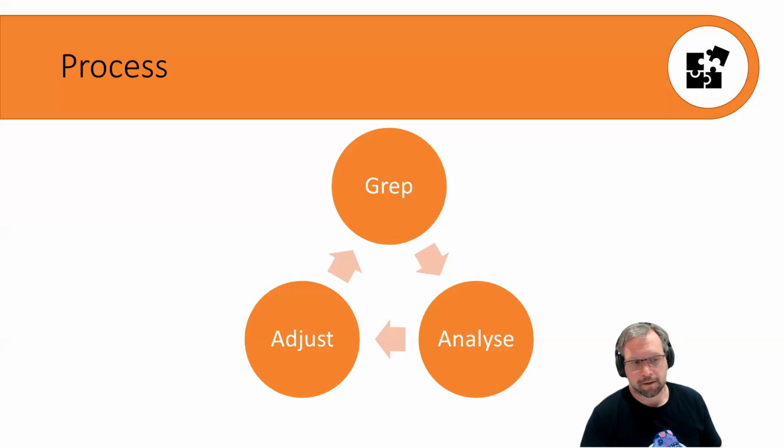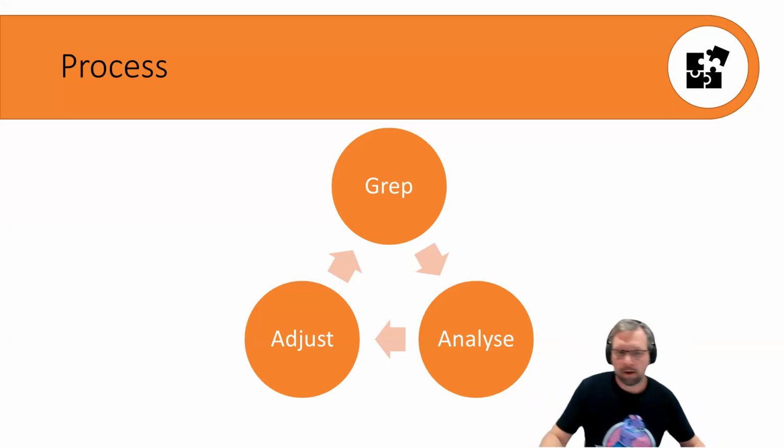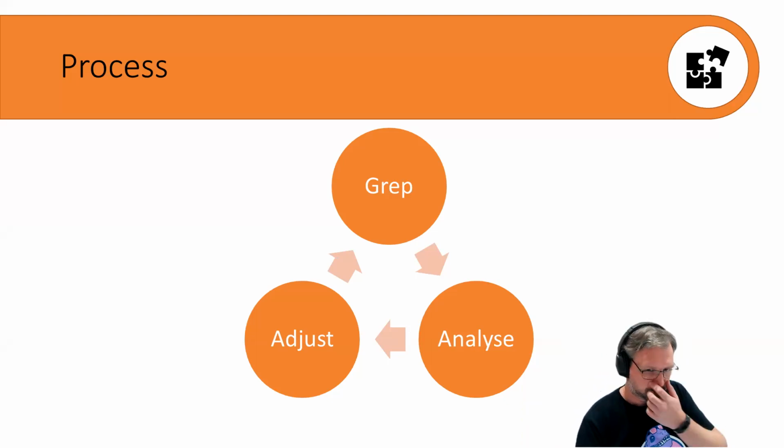And the process, it's iterative and recursive, I guess. You grep the code for some data points, you analyze what grep returns, then you adjust what you're looking for next, or you adjust your rules so that you get less noise. You grep again, and then analyze again. Rinse and repeat until you have enough information to solve the puzzle.